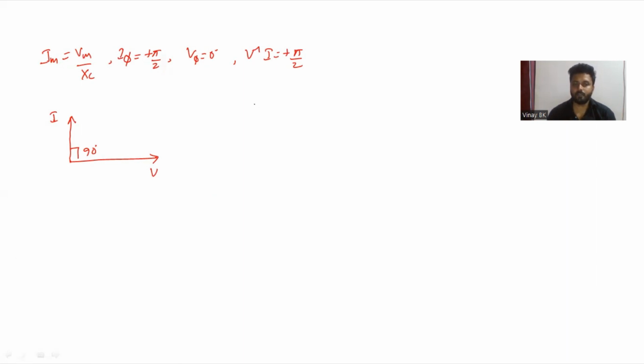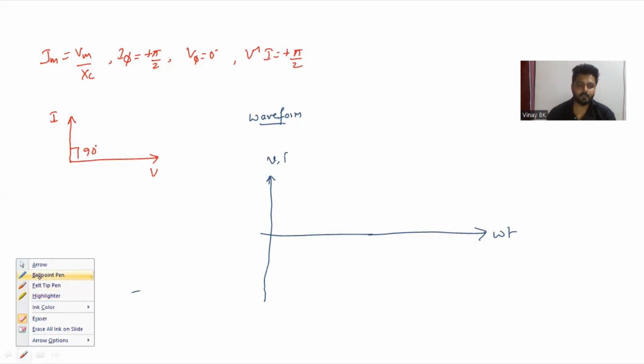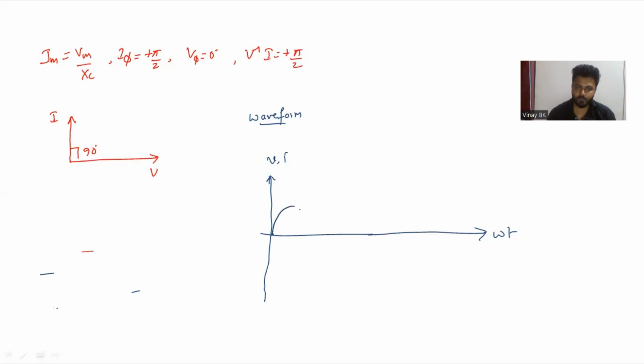Now let's draw the waveforms of voltage and current. The voltage is a pure sinusoidal waveform because it is a supply voltage, with respect to omega t. On the y-axis, if you take voltage and current, the voltage waveform is a pure sinusoidal waveform, like this.